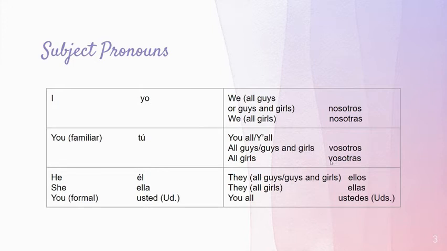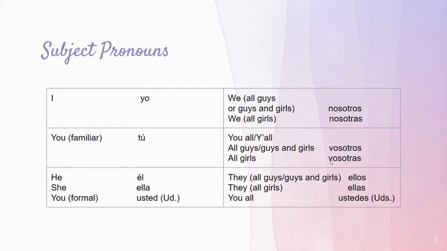So here we have I. When we want to say I, that is yo in Spanish. When we're talking to you or just using you in general as a subject pronoun, you use tú, and that U has an accent over it. To say he, we have él, and the E has an accent over it. She is ella. You in the formal form is usted, and that can be abbreviated UD.